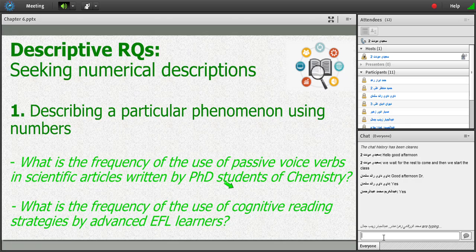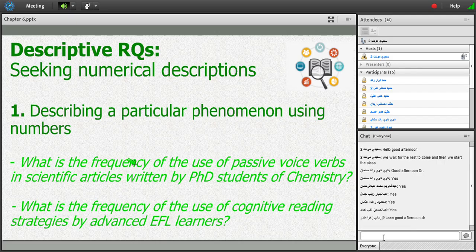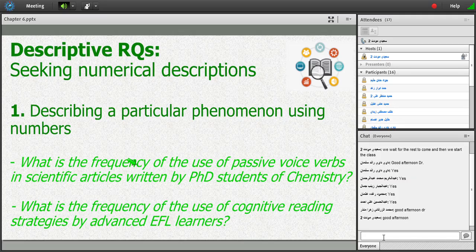Great. So the first one is, what is the frequency of the use of passive voice verbs in scientific articles written by PhD students of chemistry? So you see, the word frequency is the word that we use for the numbers, okay? So the point is that when we say frequency, we mean descriptive studies. We mean numerical descriptions.